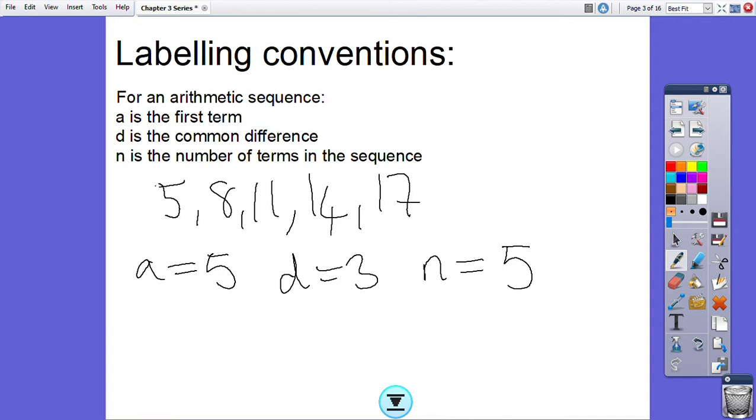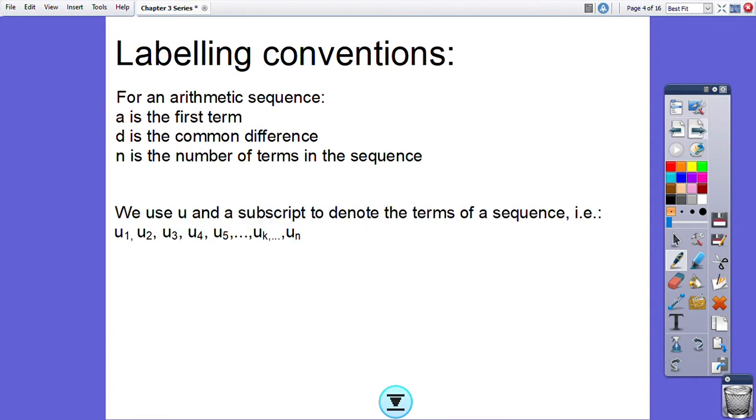If you haven't done so already, could you copy this down into your notes by pausing the video, writing down the labelling conventions, and then writing down my example. So pause the video now. Okay, that's all very straightforward, and it's quite obvious why we do A, D and N.